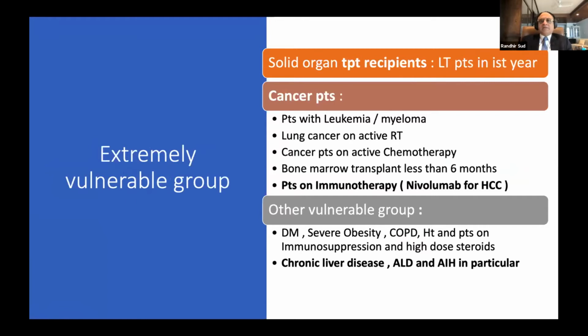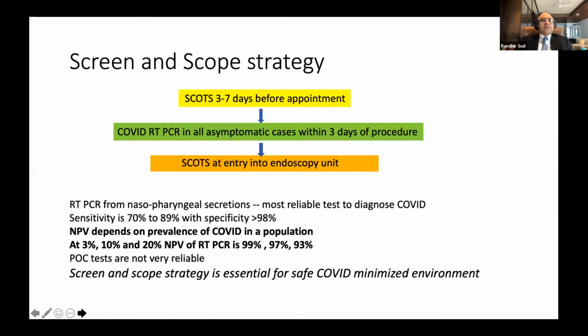There are a group of patients who are at a very high risk, which are the extremely vulnerable group. This group is the group with the solid organ transplant recipients, cancer patients, and patients with diabetes, severe obesity, COPD, and on immunosuppression, and in liver disease, like patients of autoimmune hepatitis on high-dose steroids, or ALD on steroids, or ALD as such, and IBD on high-dose steroids, or patients on immunotherapy. So these are the special, extremely vulnerable group, and we need to prioritize this. So this particular information lets you stratify your patient population so that you can decide on the time schedule or the patient endoscopy care areas according to their vulnerability.